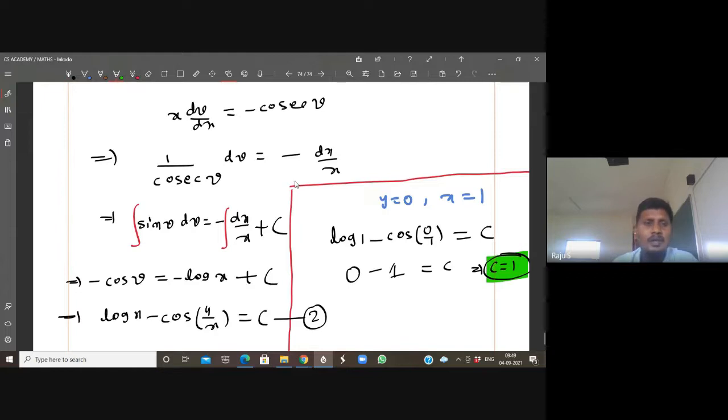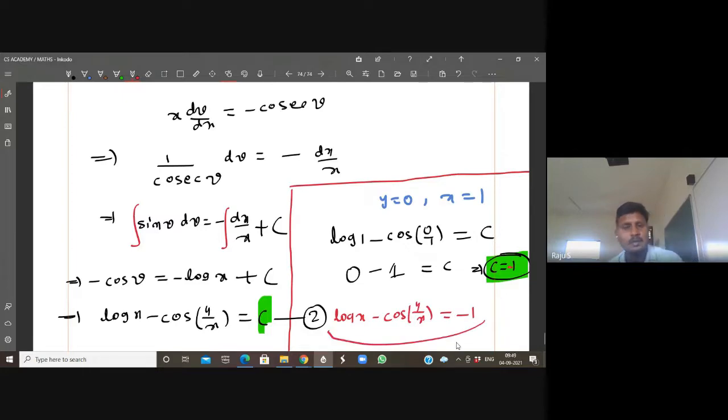This c value, substitute again in equation 2. 1 or minus 1? Minus 1. Finally, log x minus cos of y by x is equal to minus 1. Got it, students? So once check the book's back answer, what is the answer they have given?